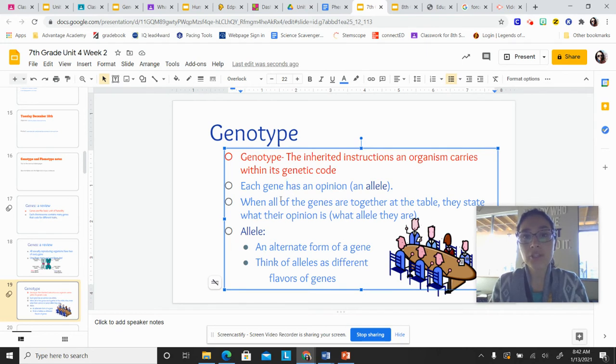Okay, so each gene has an allele. When all the genes are together, they state what their alleles are. An allele is an alternative form of the gene. So again, the genotype is the actual genetic representation, or the alleles. So that's that two-letter code for the gene.